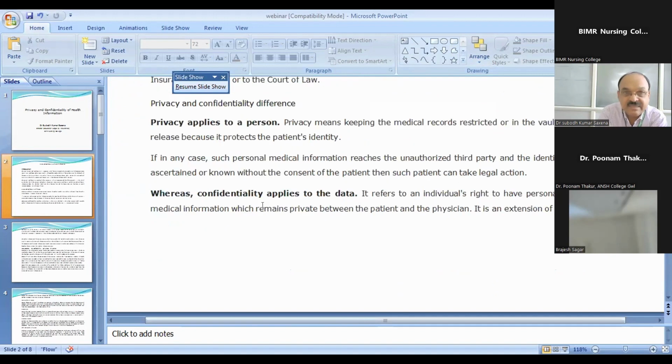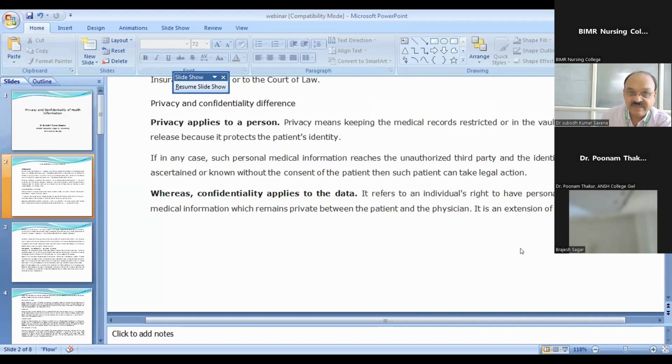What is the difference between privacy and confidentiality? Privacy applies to the person. Privacy means keeping the medical record restricted from public release because it protects the patient's identity. If any such person's medical information reaches an unauthorized third party and the identity of a patient becomes known without the consent of the patient, then legal action can be taken.